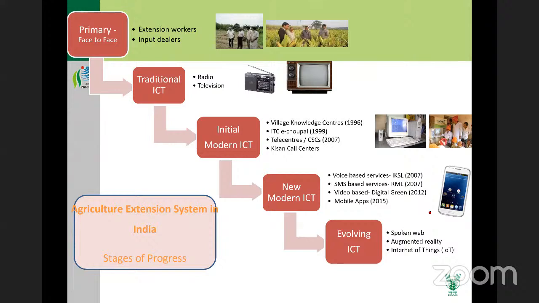Input dealers, which are the companies, in transfer of technology, used traditional ICT, because at that time it was only radio. When we were in childhood, radio was the only thing visible, radio and then television. Television came later, but radio was available to all the people every day. For one hour they would make a program about agriculture, about what is happening. Later on we moved to Village Knowledge Centers. I already told you about ITC Chaupal, telecenters in 2007, Kisan Call Centers. So that is when modern ICT started.